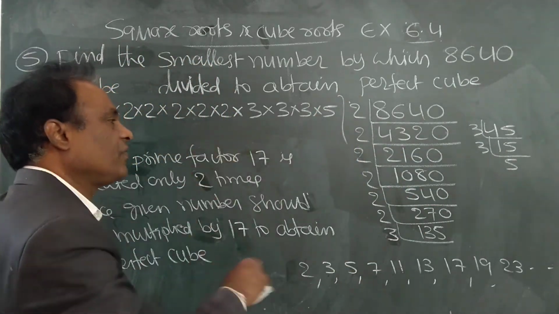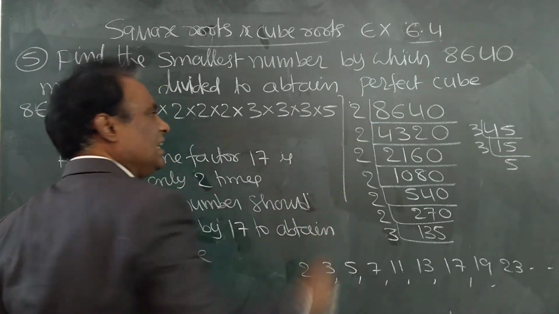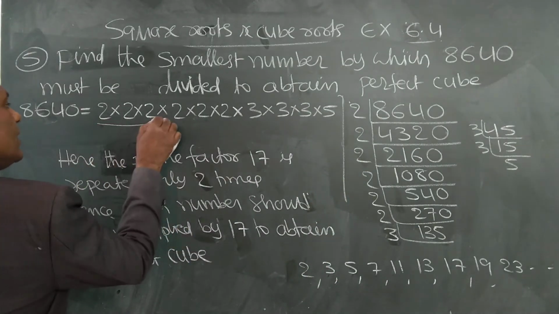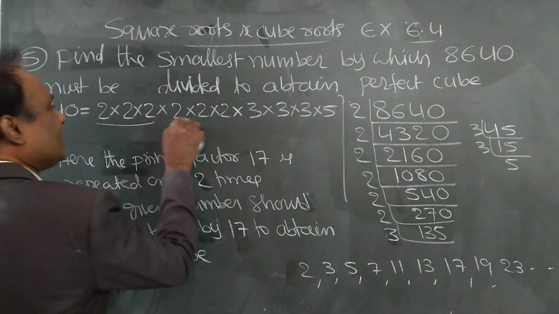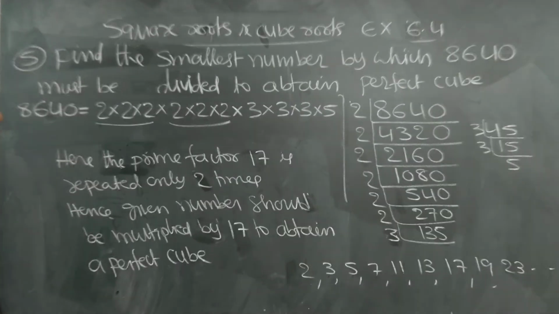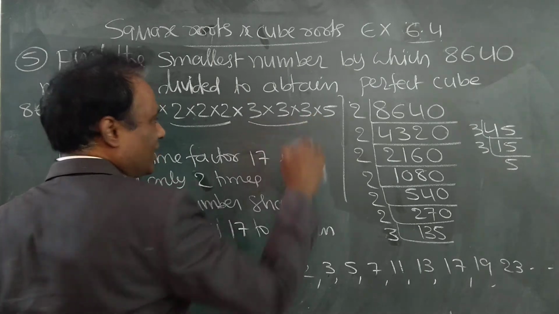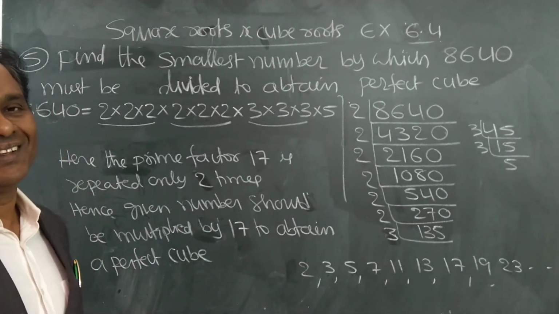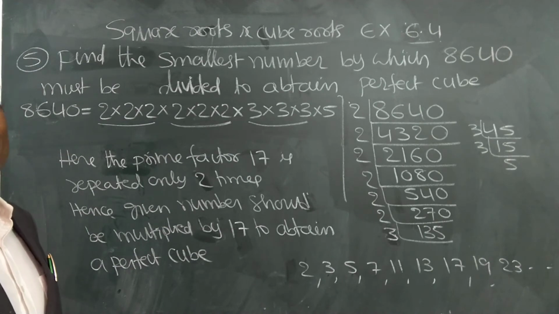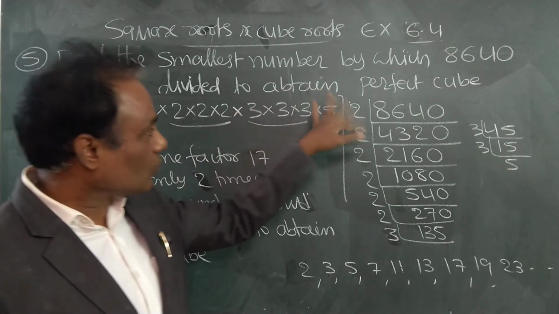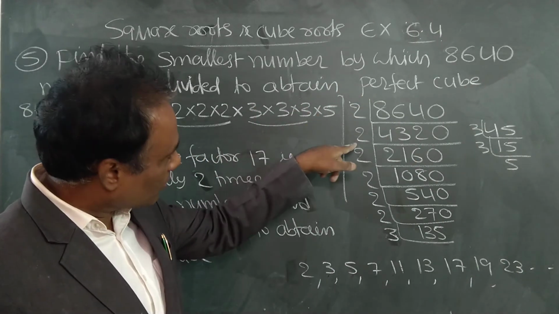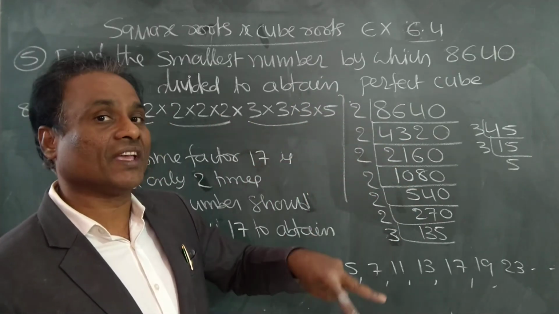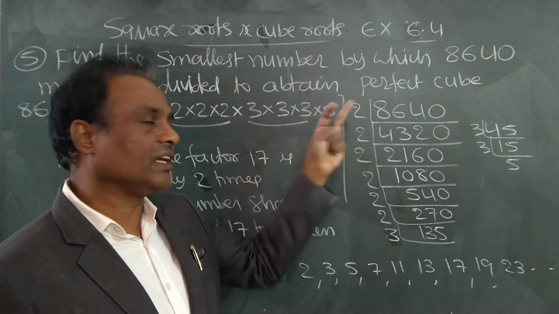Now is it a perfect cube or not? No, because of course this is a group of 3. This is also a group of 3. Great. This is also a group of 3. Very nice. But 5 is only one. To make it a perfect cube, we require 2 more 5s. Add 2 5s, 5 into 5.